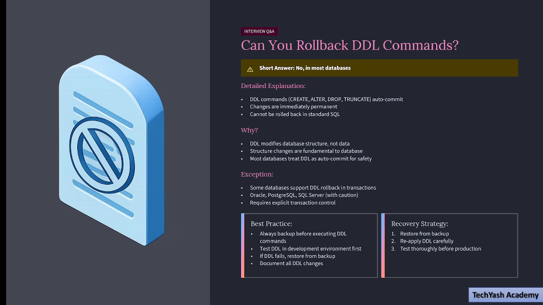As for expectations, some databases support DDL rollback in transactions, like Oracle, PostgreSQL, and SQL Server, with caution, and it also requires explicit transaction controls. For best practices, always back up before executing DDL commands. Test the DDL in a development environment first, and if the DDL fails, restore from the backup and document all DDL changes. For recovery, restore from the backup, reapply the DDL carefully, and test thoroughly before production.